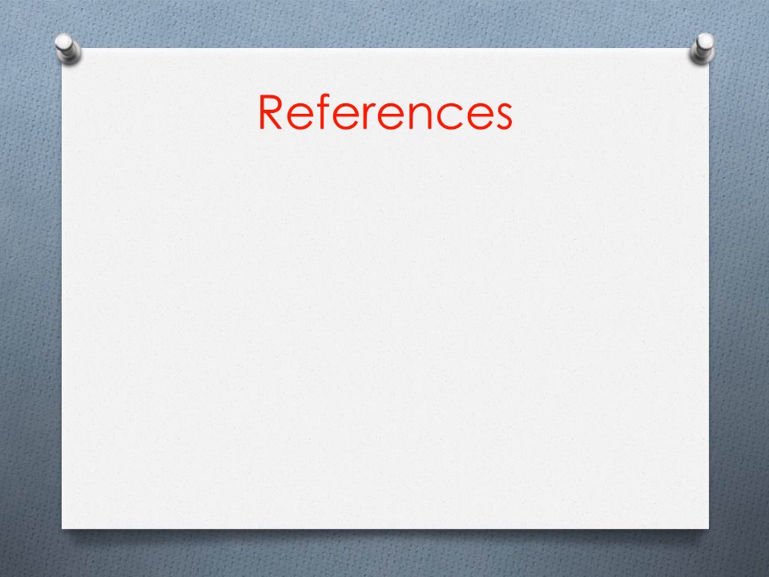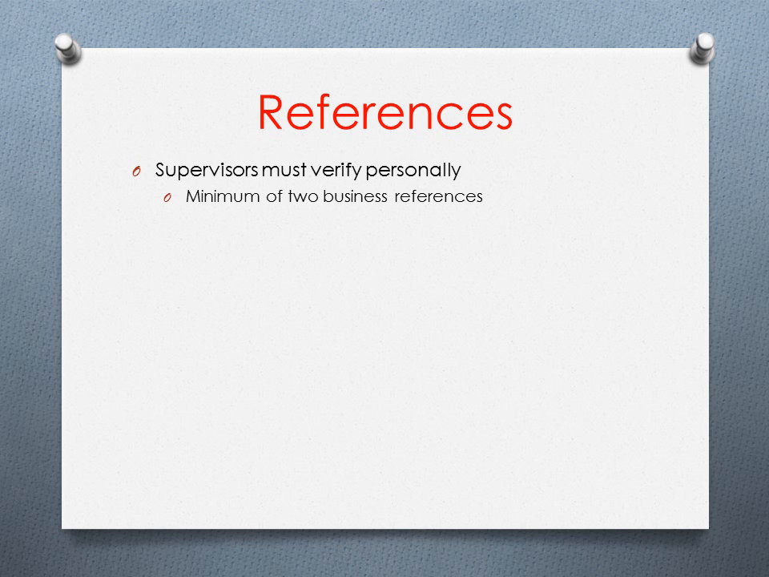So now that you've decided on the candidate that you would like to hire, before you make any offer of employment, you must verify the references. Supervisors are required to personally verify the references. This cannot be done by a program assistant or admin assistant or any other employee. This must be done by the hiring supervisor. You are required to verify a minimum of 2 business references.